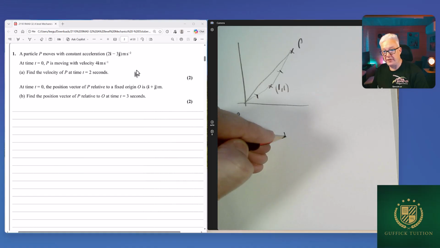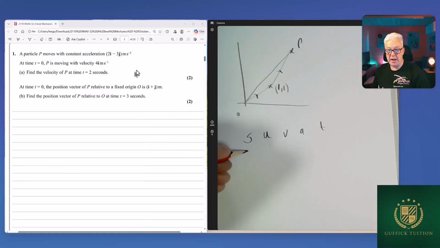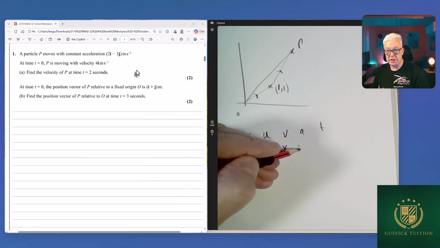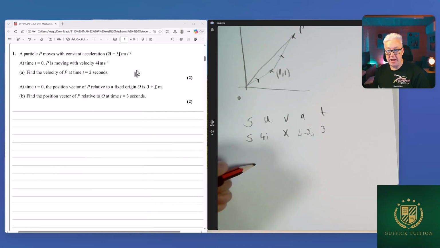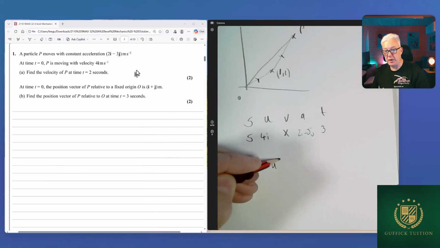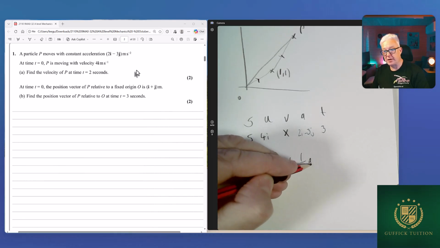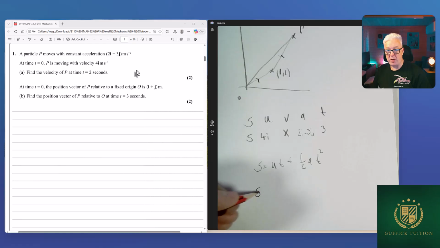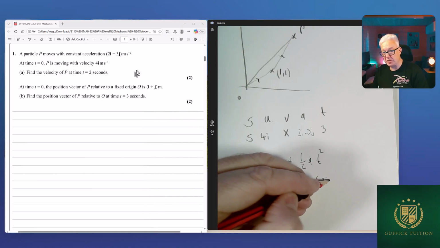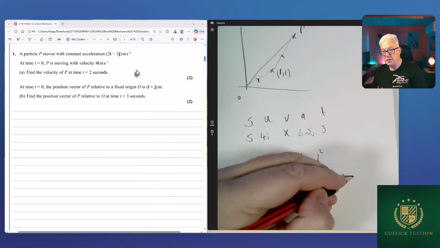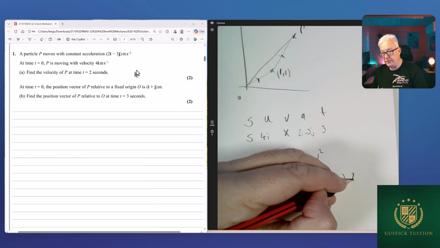So we're going to do SUVAT for that. So our S, that's what we're trying to find. U is 4i. V, we're not worried about how fast it's going. The acceleration is 2i minus 3j and the time is 3. So this is going to be an S equals ut plus half at squared equation because it's constant acceleration. We're trying to find out what S is. U is 4i times by 3 plus a half times the acceleration, which is 2i minus 3j, times by the time, which is 3 squared.